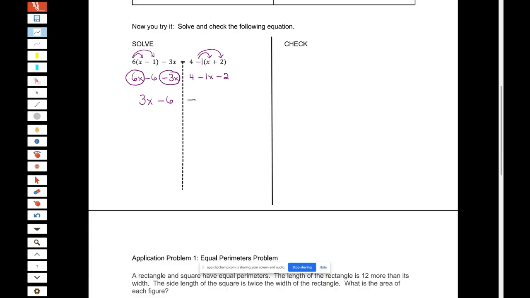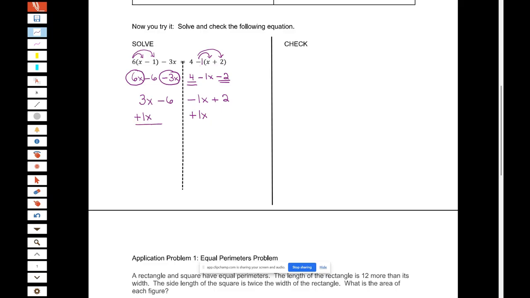Okay. So -1x. And then I have a 4 to combine with a -2. So 4 minus 2 is +2. Next, I'm going to bring my variables to one side, moving the smaller one, which is -1x. So I'm going to add 1x to both sides.